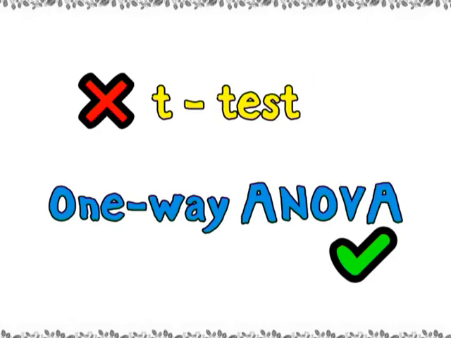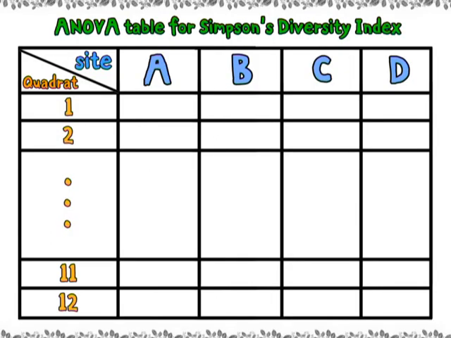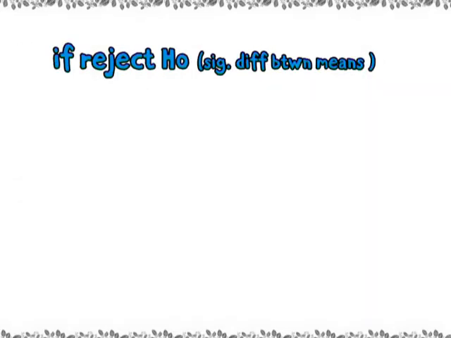We will use one-way ANOVA testing instead of t-testing, because the latter is deemed inaccurate in this sense. The table here shows how we can compute the data to calculate Simpson's diversity index for each quadrat. If the F value exceeds the critical F value, then we proceed to reject H0 and conclude that there is a significant difference between the means.